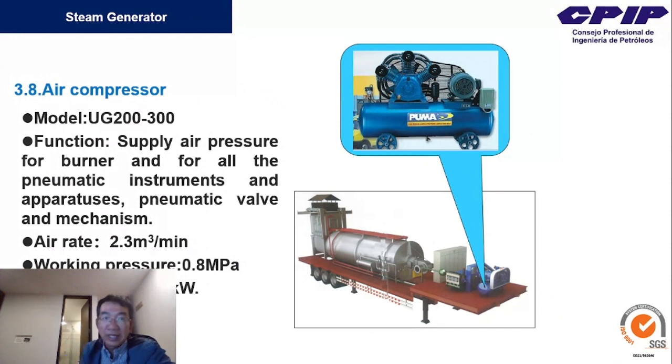The 3.8 is the air compressor. This one is Modulo UG200 to 300. The function is to supply air pressure for the burner and for all the pneumatic instruments, apparatus, pneumatic valves and mechanisms. Air rate is 2.3 and the working pressure is 0.8 and the motor power is 15 kW.